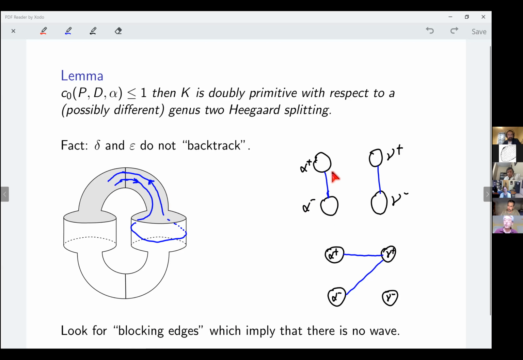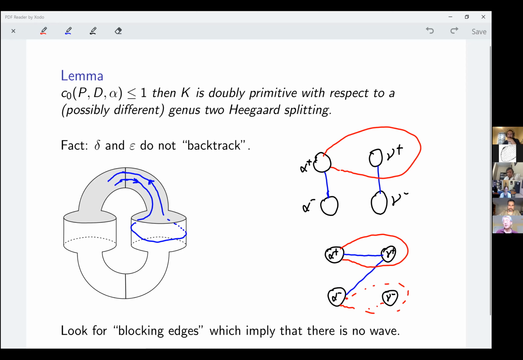If in your Heegaard diagram you see a pair of arcs connecting the plus side to the minus side, plus side to the minus side, you can guarantee that there's no wave in the Heegaard diagram, because if you take a wave, it's going to be something like this. This wave has to intersect this blue arc, so there's no wave like this. And here, if you have this type of arc, there's no wave either. And you may say, well, why? Well, maybe this is going to be a wave, right?